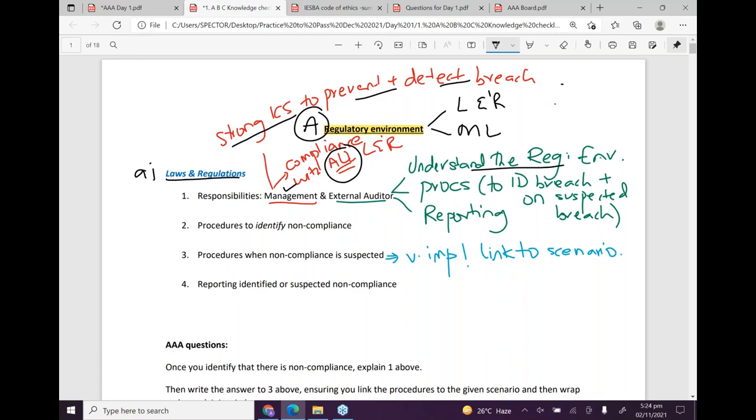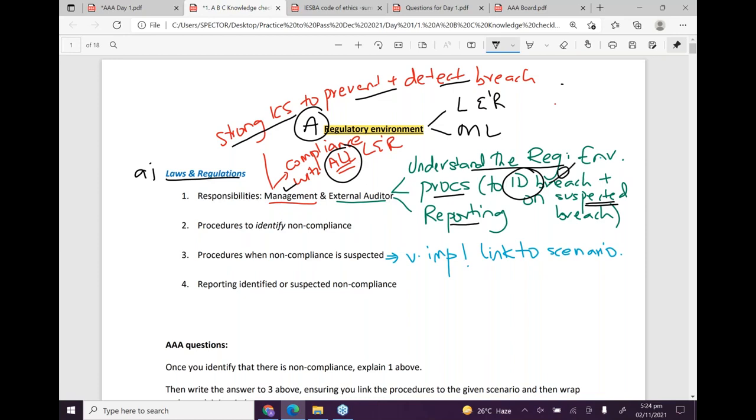So as an auditor, I need to understand the regulatory environment. I need to perform two types of procedures. First, to identify whether a law has been breached, and then scenario-specific procedures on the suspected breach as well. And at the end of it, I have to decide where I have to report the non-compliance. So the minute you pick up that this is a non-compliance question, the first thing you're going to explain are the responsibilities of the management and external auditor.